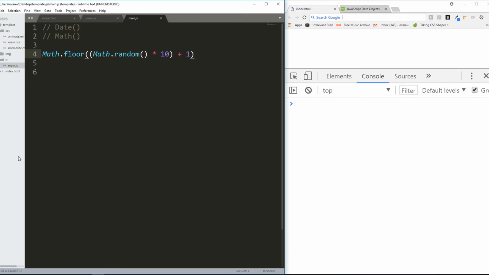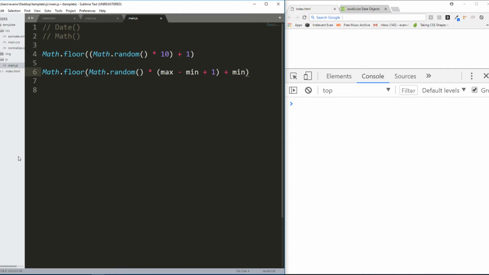is as follows. Math.floor executed on Math.random times your maximum number minus your minimum number plus 1, plus your minimum number.